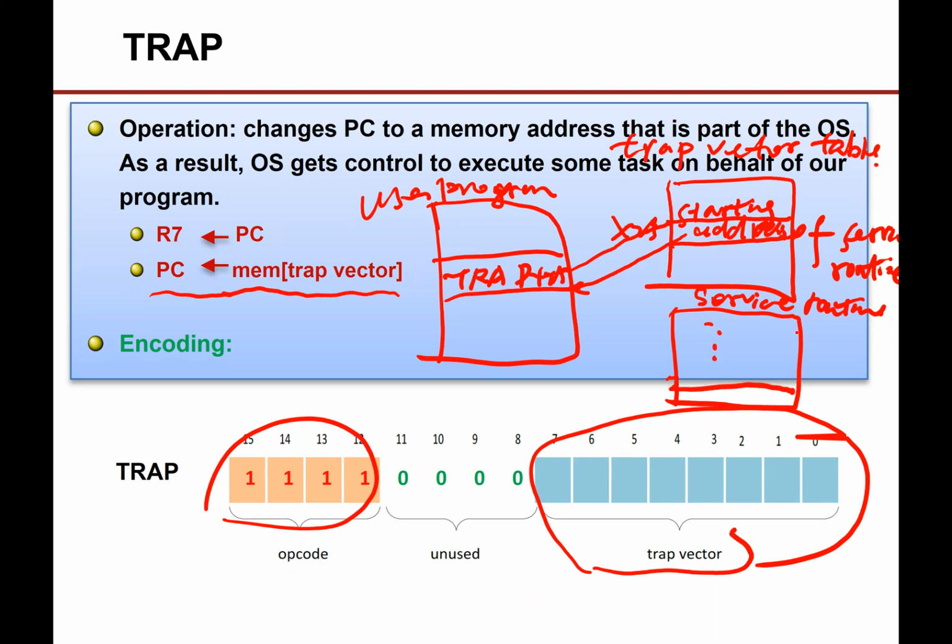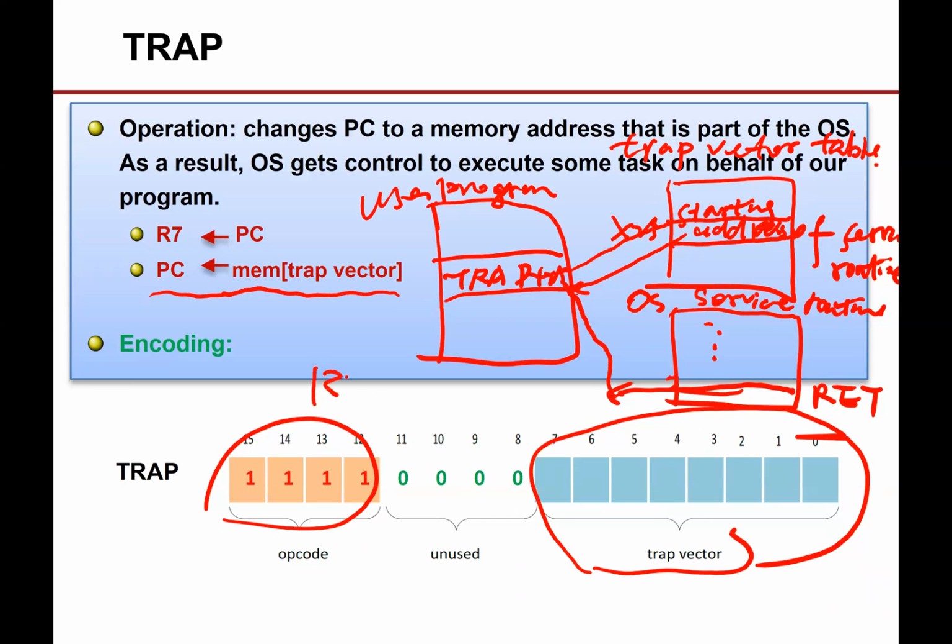So after the operating system finishes the service routine, it has an instruction called RET. Then you go back to the user program. So here is the operating system, OS. Here is the user program. After the operating system finishes the service routine, it will go back to the user program, using the RET.